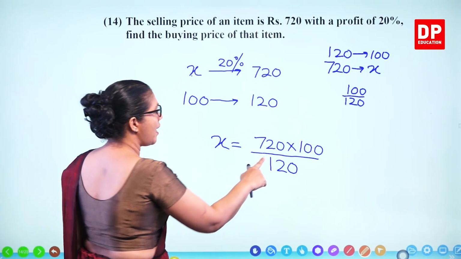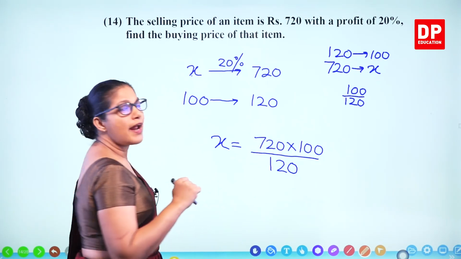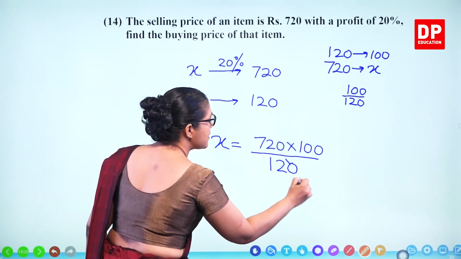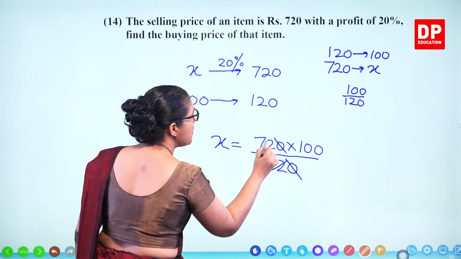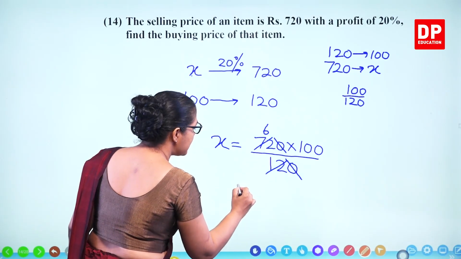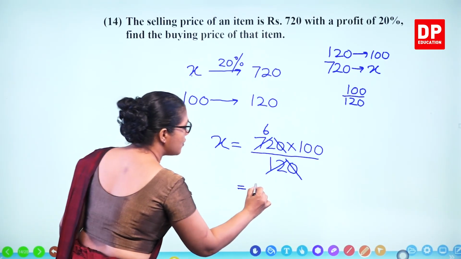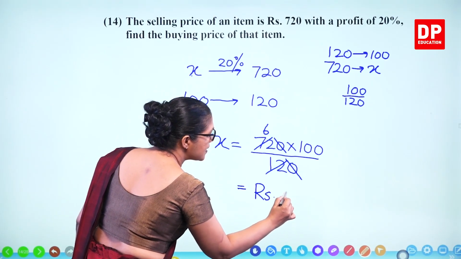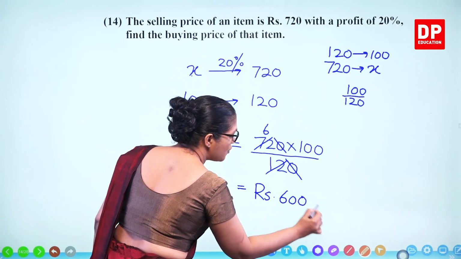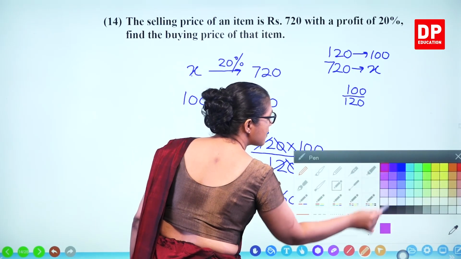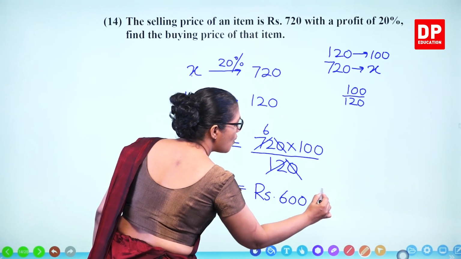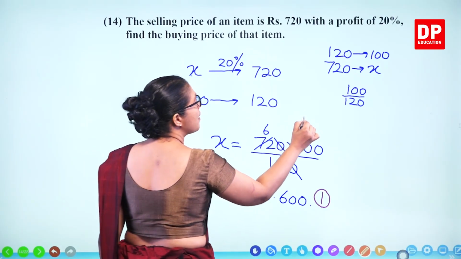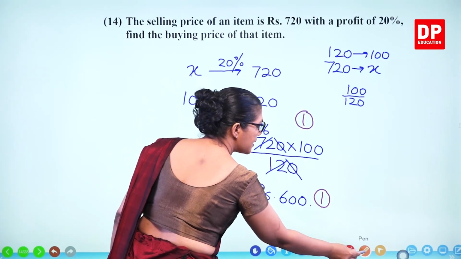Then multiply by 720. So the 10 gets cancelled out. 12 times 6, 72. 6 times 100. So that's 600 rupees. So 600 rupees for that answer. So you get 2 marks: 1 mark for this and 1 mark for the method.